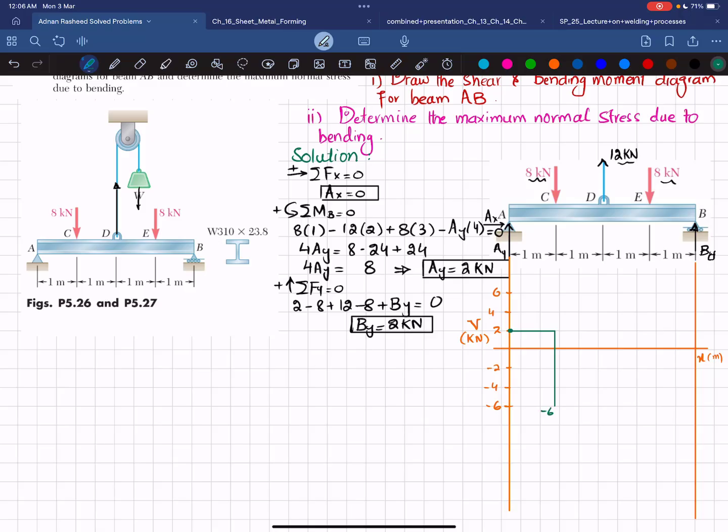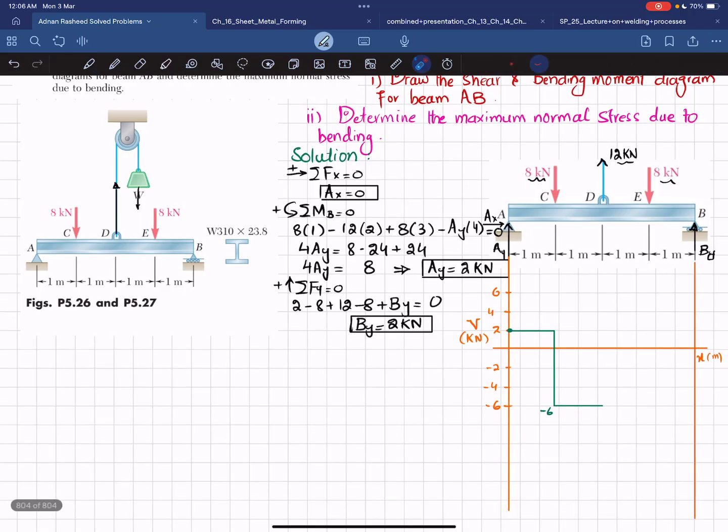So this is -6. Now moving from C to D, there is no other force. So it will remain the same and we will get a horizontal line till this point. But at this point D, you can see you have a 12 kilonewton load. So -6 plus 12 will give you +6 at this point. So shear force will change from -6 to +6. This is +6 kilonewton. Now from D to E, again there is no load, so it will remain horizontal. So from this D to this E, it will remain horizontal.